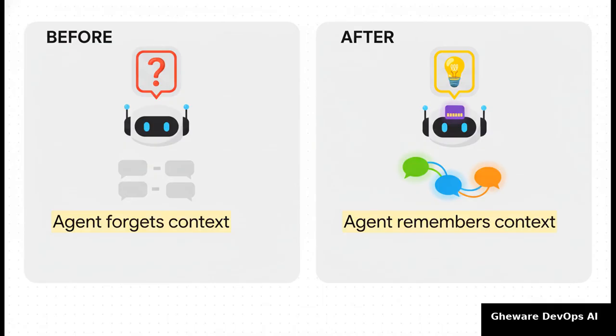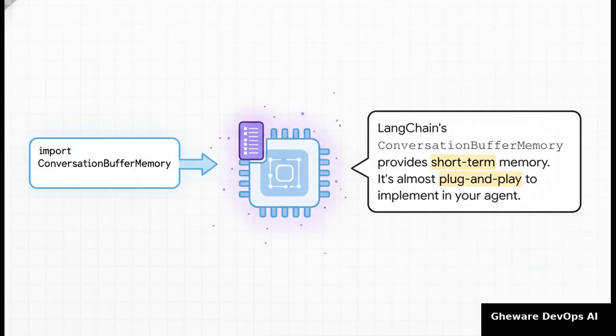With memory, we can finally build context and have a genuine dialogue. And again, LangChain's design just makes this so easy. It's awesome.